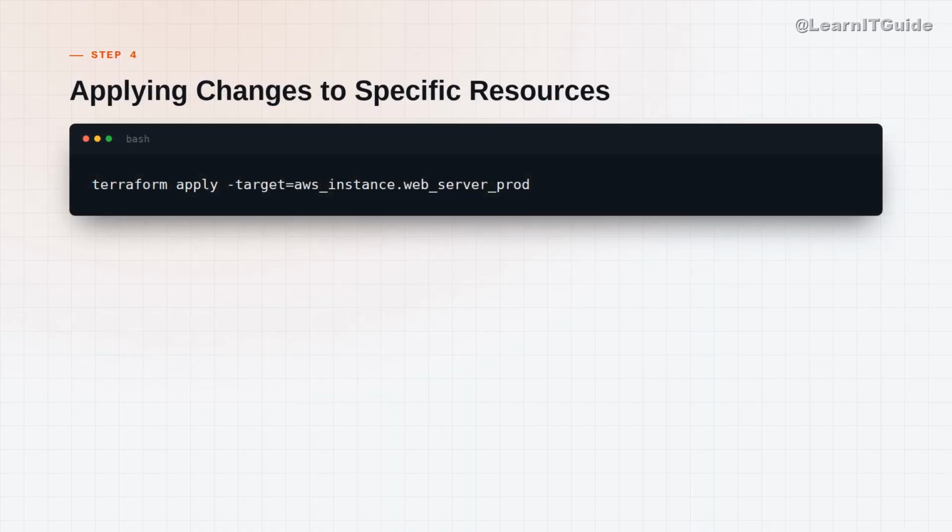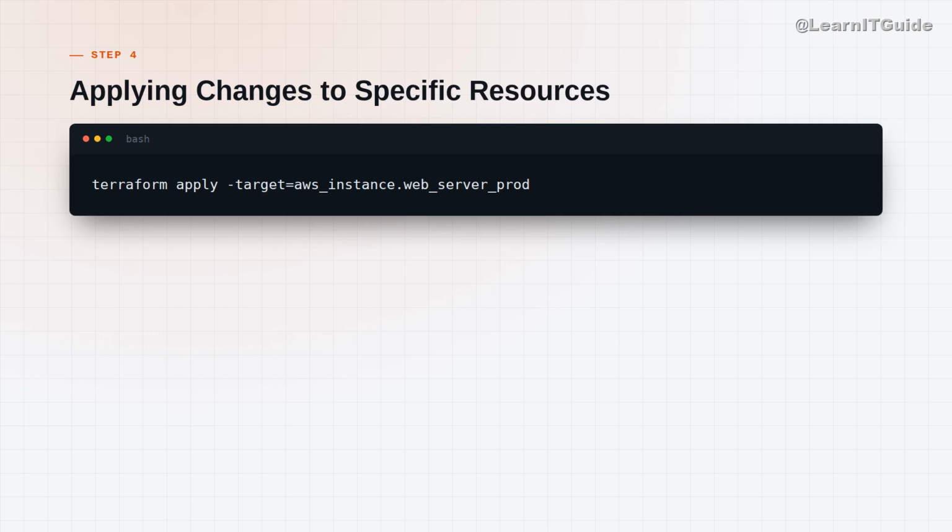Sometimes your infrastructure state is massive and you only want to update one specific resource. You can use the -target flag. This tells Terraform to only calculate the plan and apply changes for that specific resource and its dependencies. Use this sparingly. It is excellent for recovering a single failed resource without affecting the rest of your production environment, but it can lead to state divergence if overused.